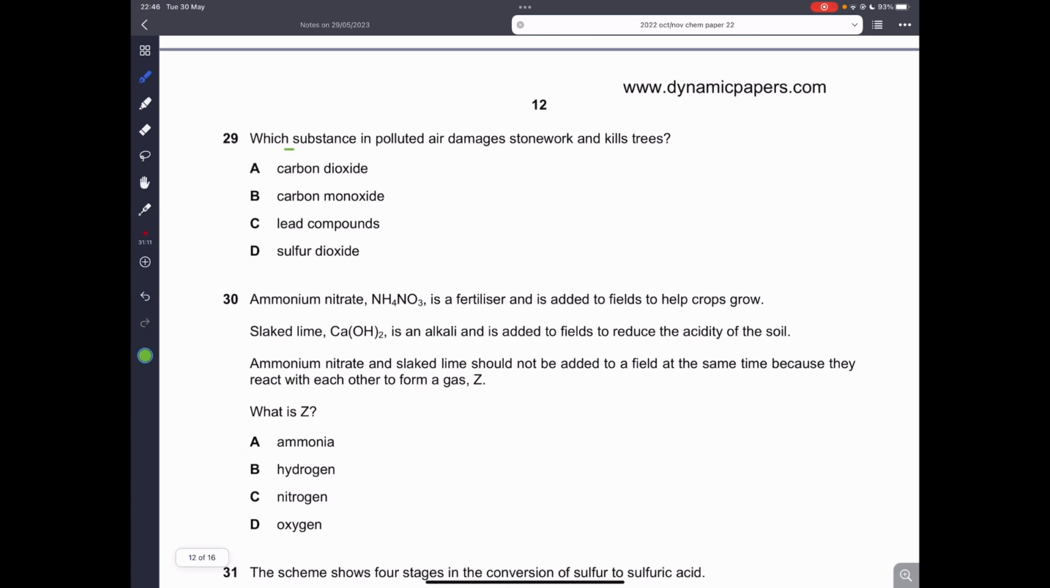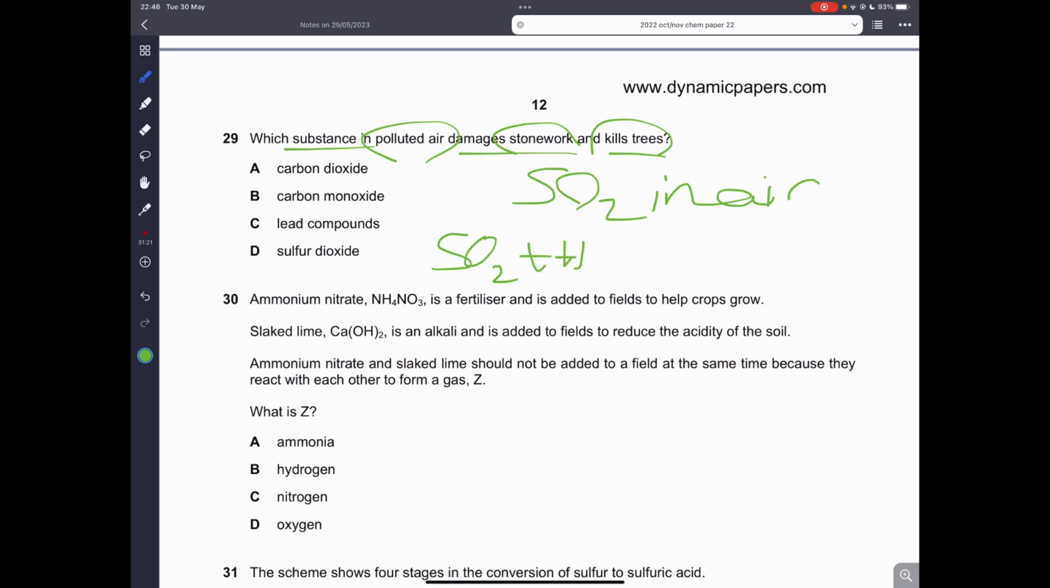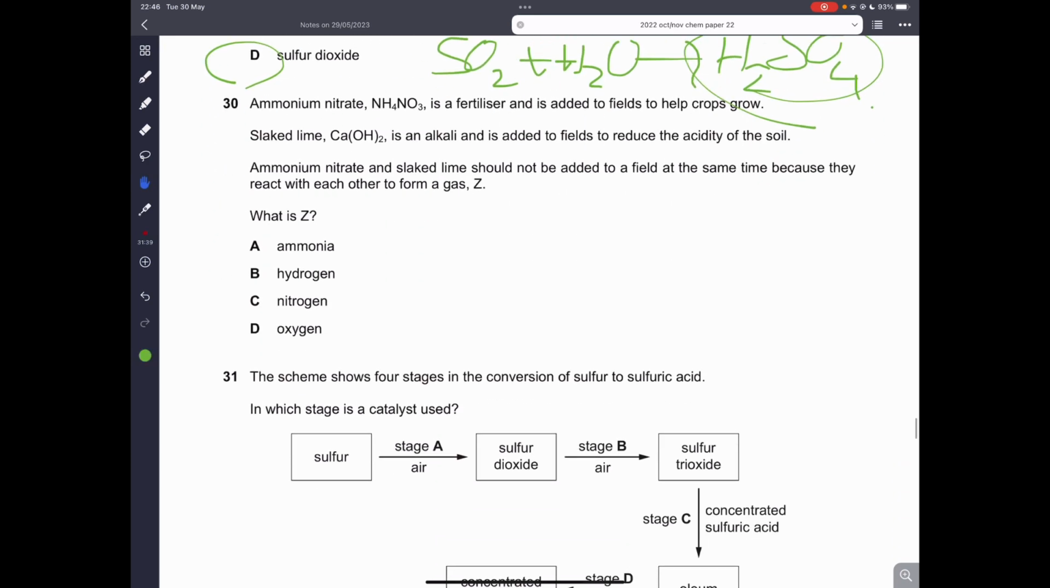Moving on. Which substance in polluted air damages stonework and kills trees? Well, this is the sulfur dioxide in air. Once it has reacted with water from the clouds, it's going to form acid rain, which is sulfuric acid. H2SO4 is sulfuric acid, and this sulfuric acid will corrode the stonework, buildings and limestone, and kill trees. So D is the correct answer.